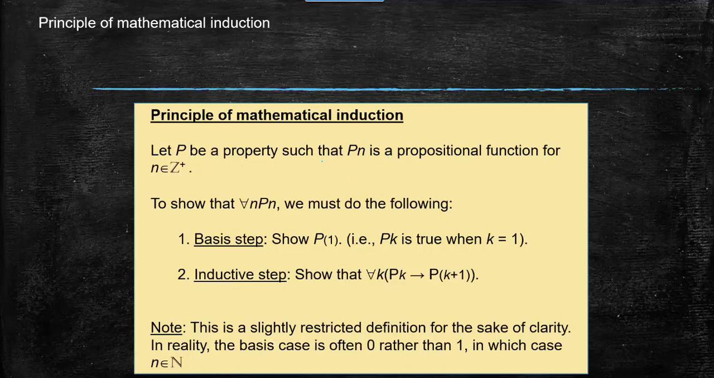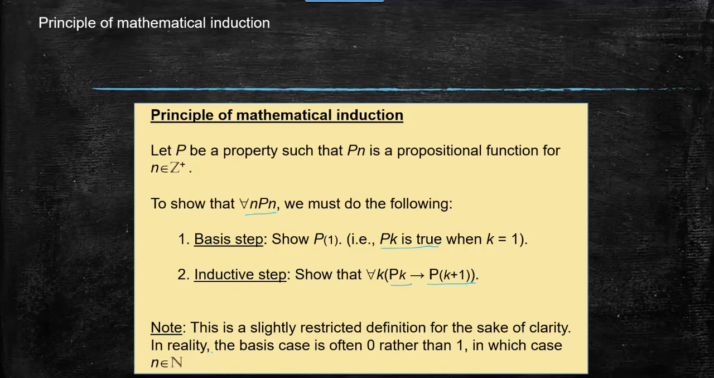So let P be a property such that Pn is a propositional function for n being a member of the positive integers. To show that for all n, Pn, that is, that every value of n has this property, we have to do the following. We have to do the basis step, and we also have to do the inductive step. The basis step simply requires us to plug 1 in for n. So Pk is true where k equals 1, and we actually show that it comes out true. In the inductive step, we show that if it holds for all k up to some point, then it must also hold for the very next one, that is to say, k plus 1.